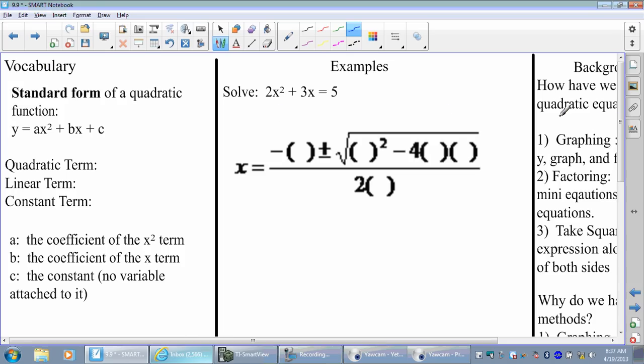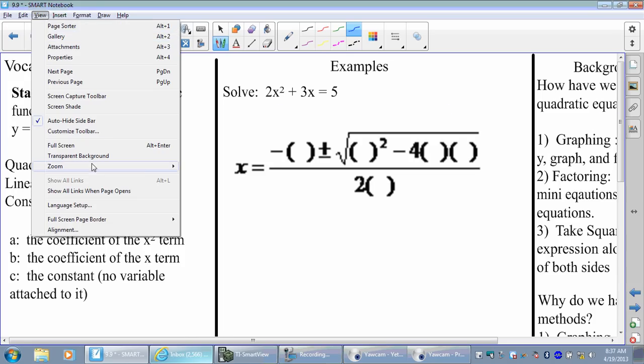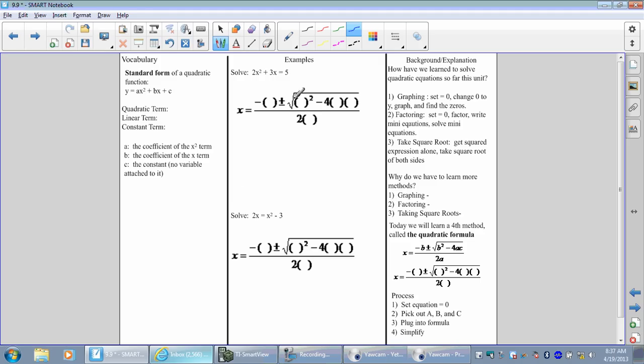How would we solve this? Again, we could look at the discriminant. We're going to practice that in class a little bit more. But how would we solve this? Well, I better write it in standard form, which would be 2x squared plus 3x minus 5 equals 0.